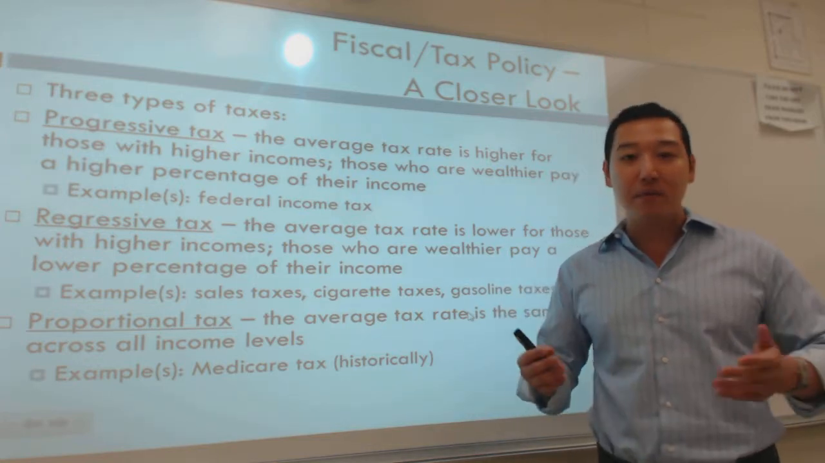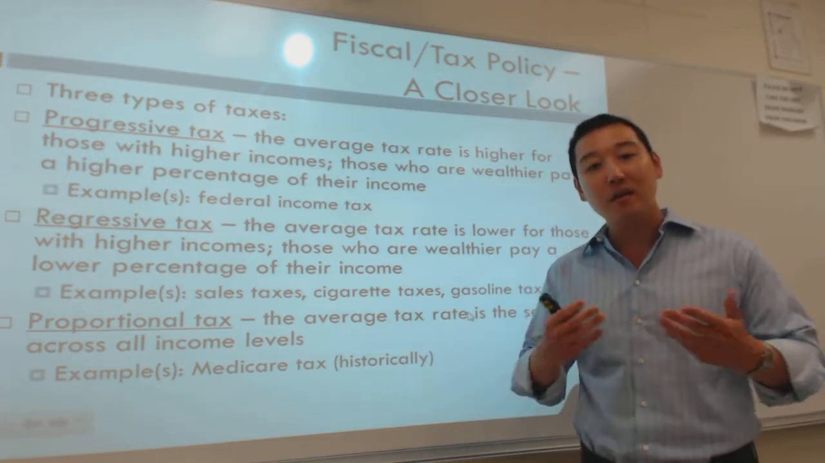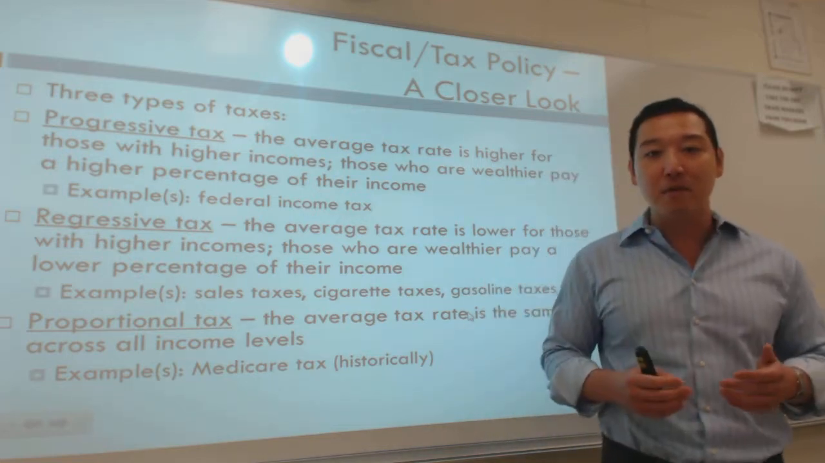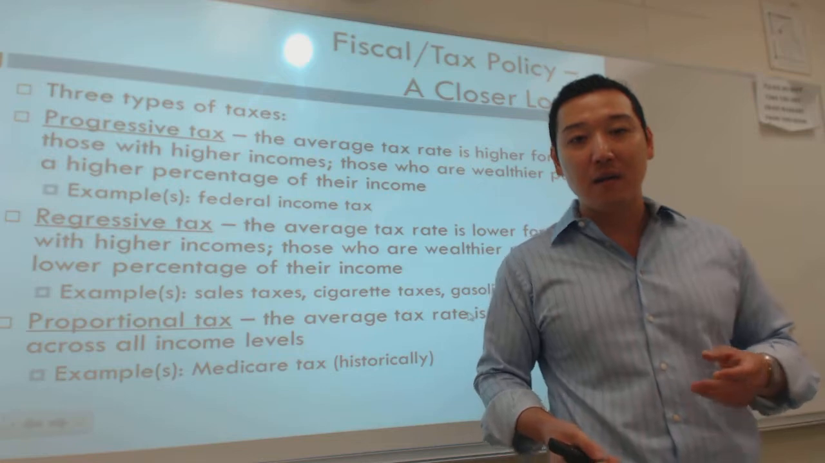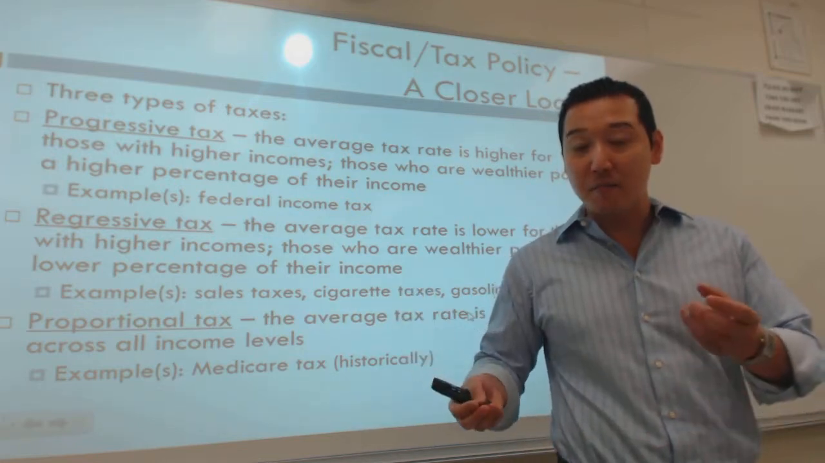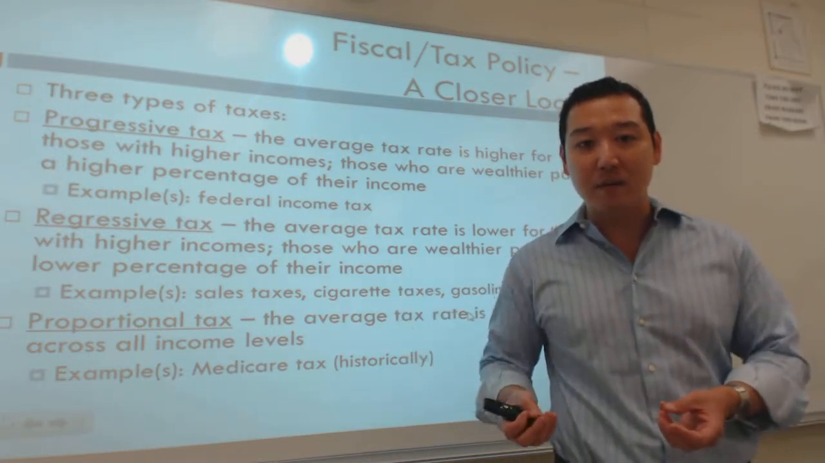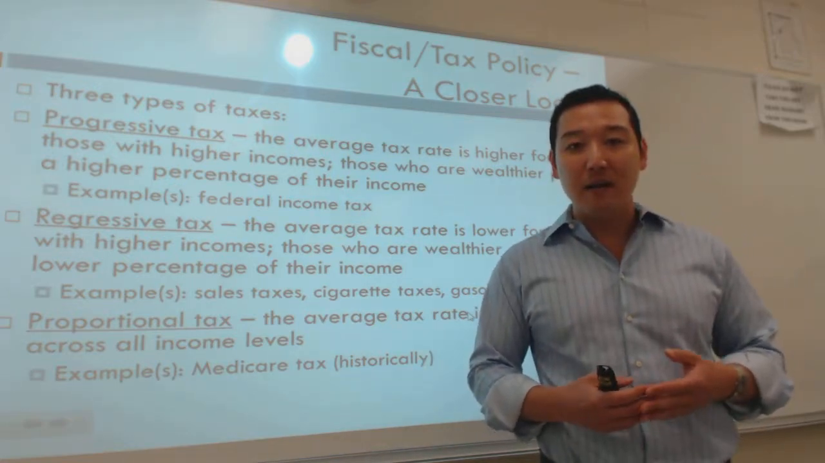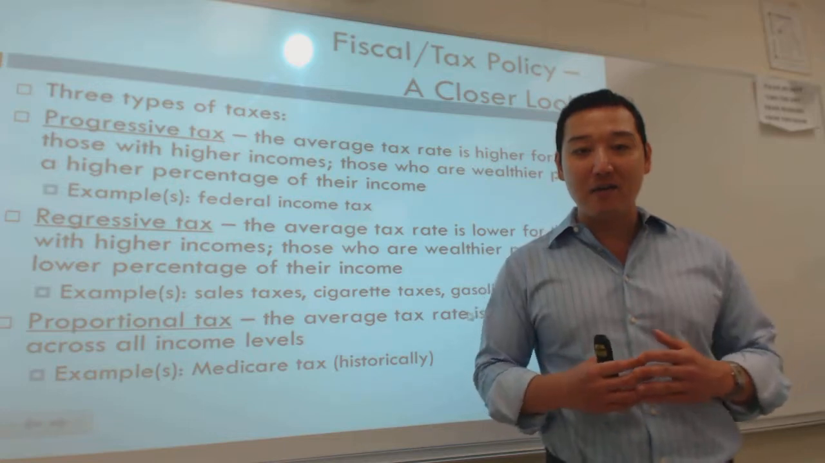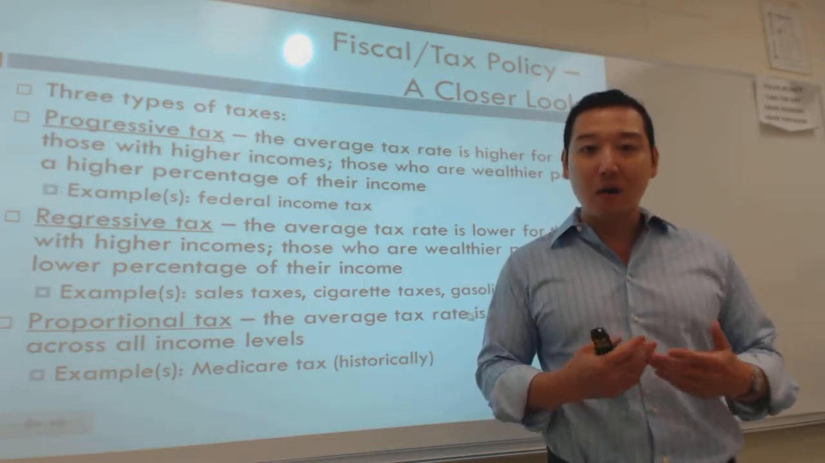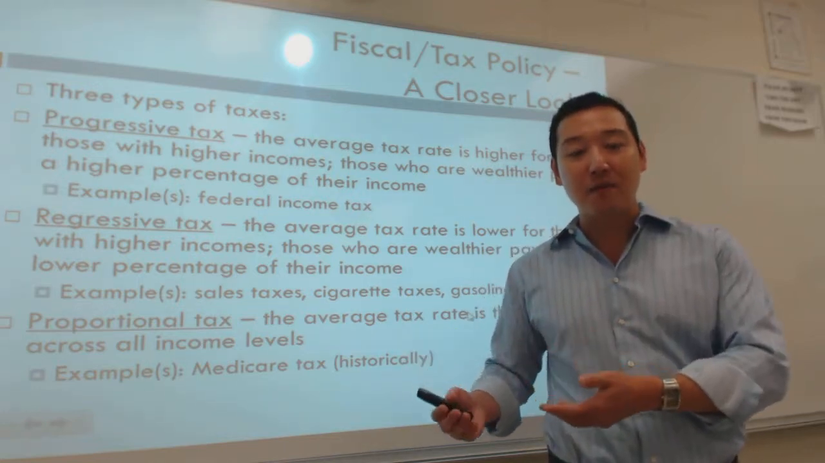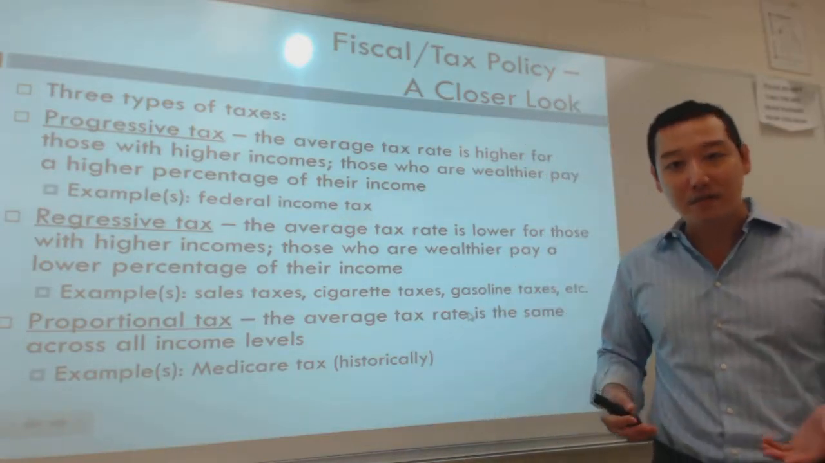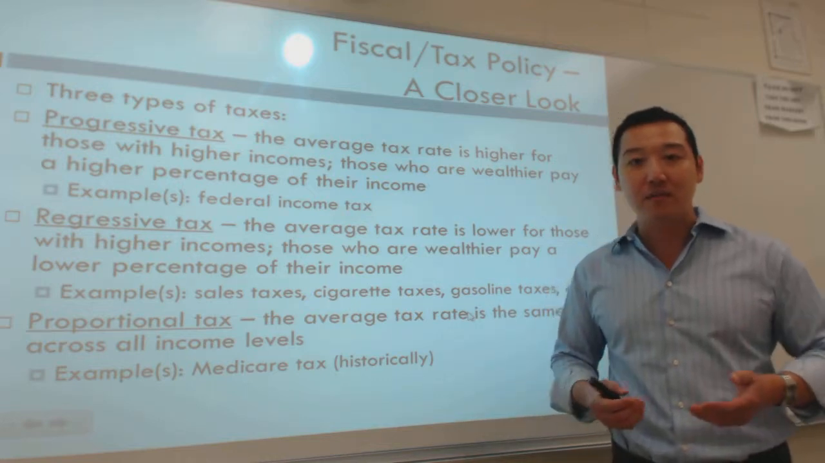Another example: think about a gasoline tax, or just think about gas prices in general, right? When gas prices all of a sudden shoot up, you can imagine the sort of impact that it has. If we're assessing regressivity or progressivity, we're assessing the impact, relatively speaking, on lower income populations versus higher income populations. And so certainly a higher gas price is going to have a much greater impact on lower income populations relative to higher income populations. And that's another way that we're defining regressive taxes, right?